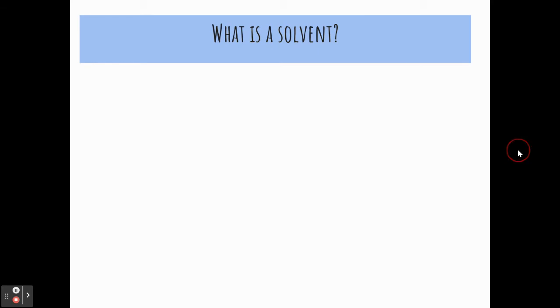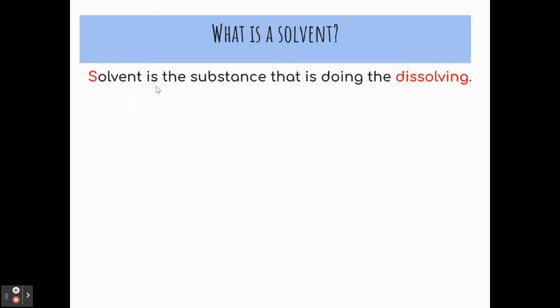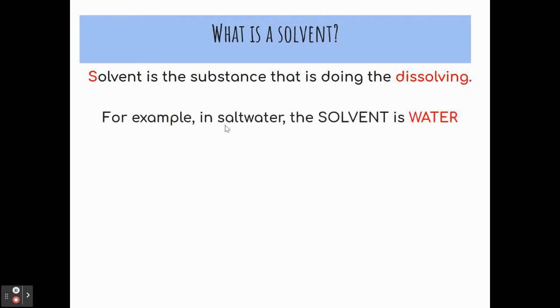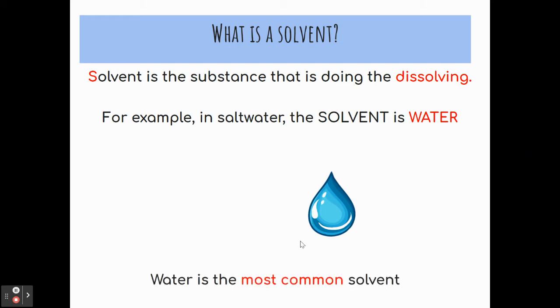A solvent is the substance that is doing the dissolving. So for our example with salt water, the solvent is the water. The water is dissolving the salt. Oh, also another thing, water is the most common solvent.